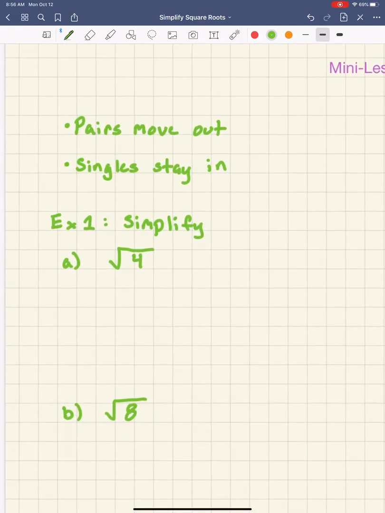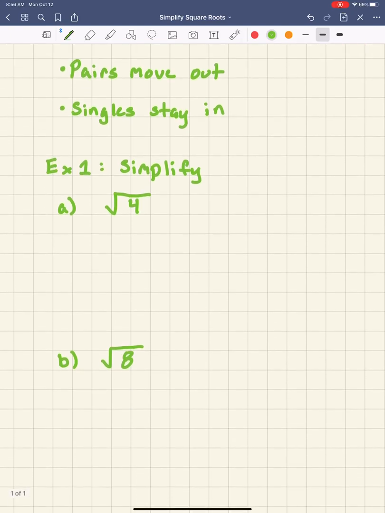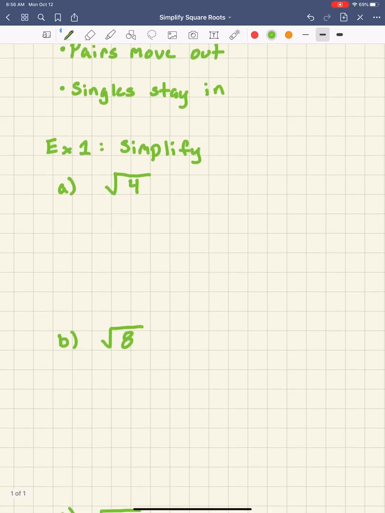I wrote at the top here, and you can copy this down onto your own sheet of paper, the general idea here: when we're simplifying these square roots, the pairs move outside of the radical, so outside of the square root house, and the singles have to stay inside. So what that means is, check this first one out here.